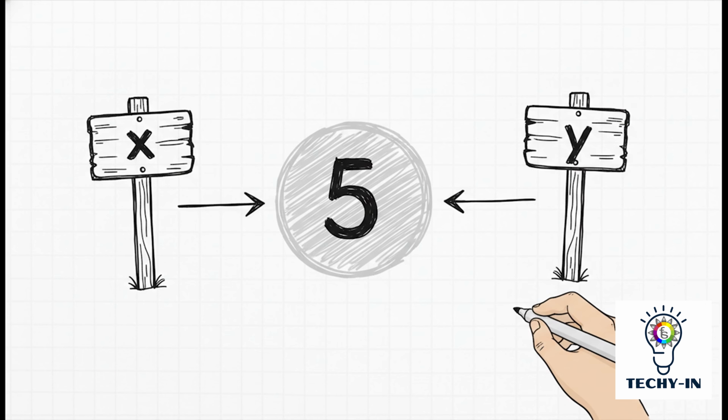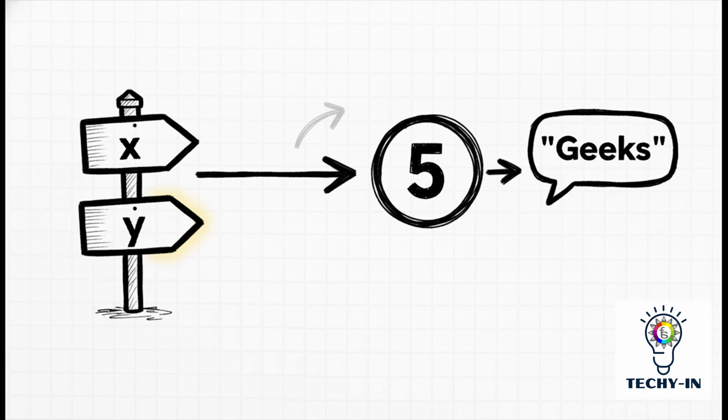Instead, Python just puts up a second signpost, y, and points it at the exact same 5 object that x is already pointing to. And here it is, the big aha moment. If we then change x so it points to something completely new, like the text geeks, all we've done is move the x signpost to a new object. The y signpost? It's completely unaffected. It's still pointing right where it was at that original number 5.